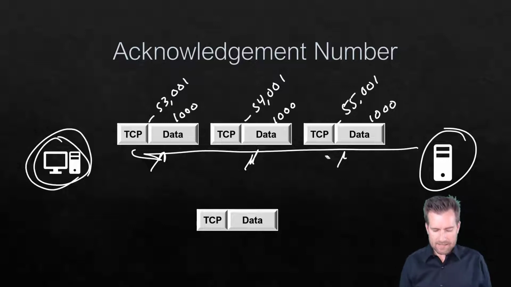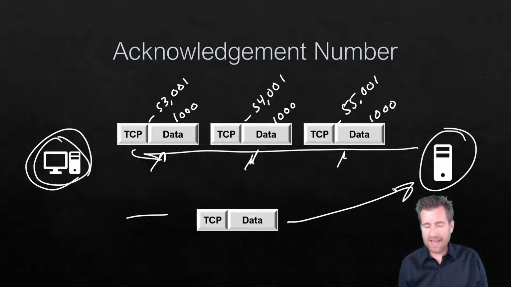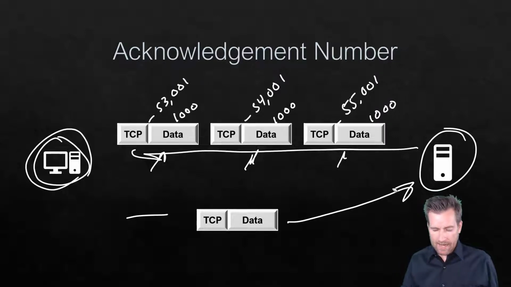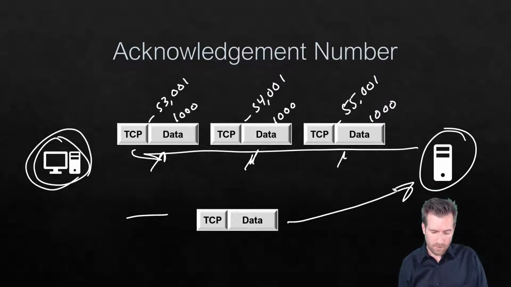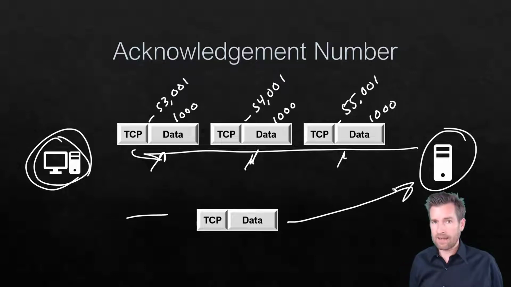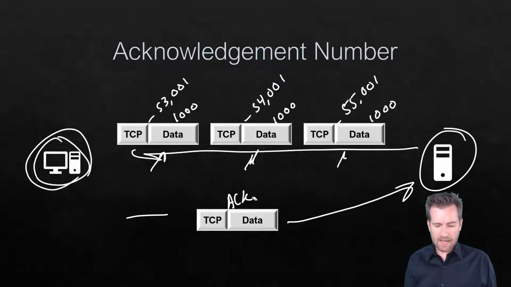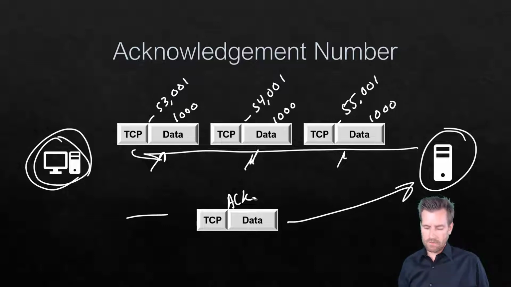And now it's sending an acknowledgement back to the server saying, I received this data. And it has its own sequence number, which is a little different. We'll get into that in a second. But it also has an acknowledgement number. And that acknowledgement number is the next byte it's expecting. The next byte it's expecting. So if it's gotten 53,001, 54,001, 55,001, the question is, what is the next byte that it's expecting?